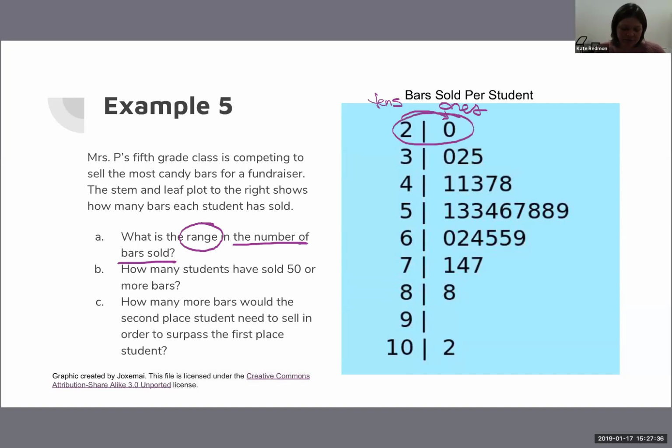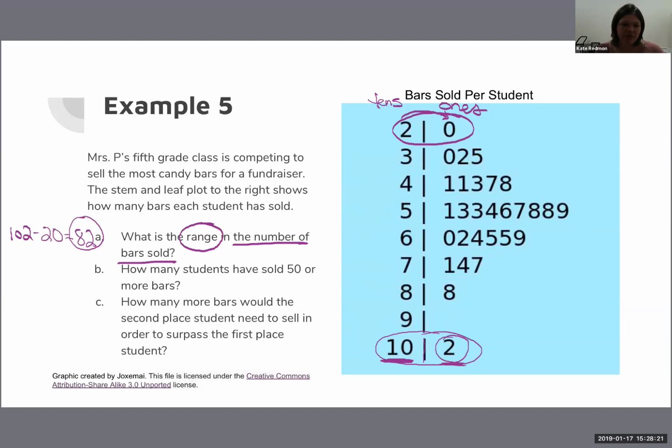What's the highest number? 10 tens. How much is 10 tens? Yeah, that's 100, and careful, that's not a 1, James, that's just the bar. So this is 102. We have 10 tens and a 2, 102. Does that make sense? Yeah, tricky. So if you do range, we do it by doing high minus low. So I'll take my 102, I'll minus my 20, and that's a range of what? 82. That's a very big range of bars sold.